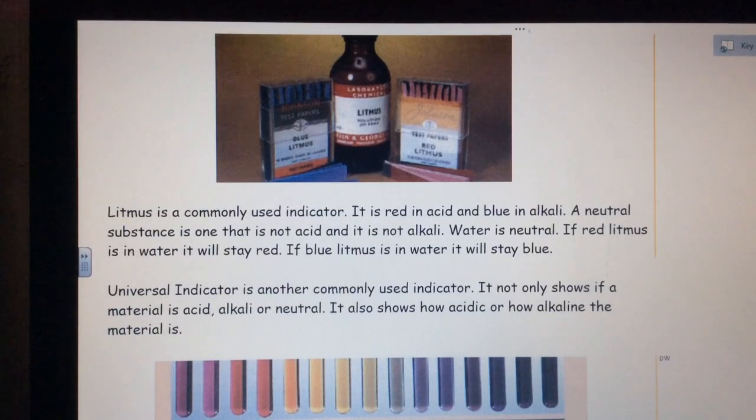Litmus is a commonly used indicator. It is red in acid and blue in alkali. A neutral substance is one that is not acid and it is not alkali. Water is neutral. If red litmus is in water, it will stay red. If blue litmus is in water, it will stay blue.